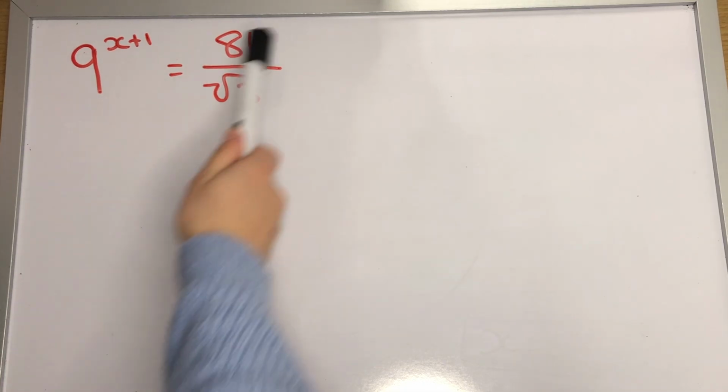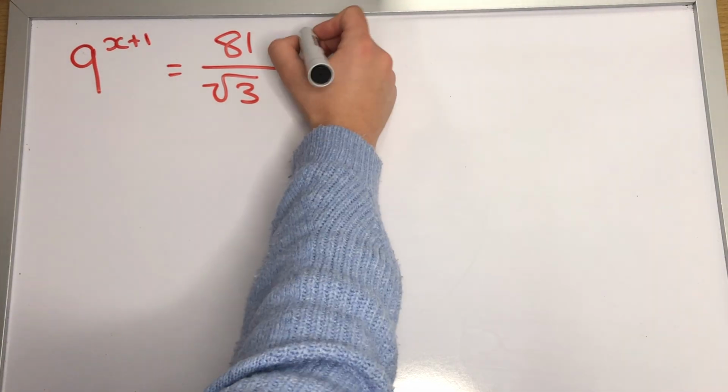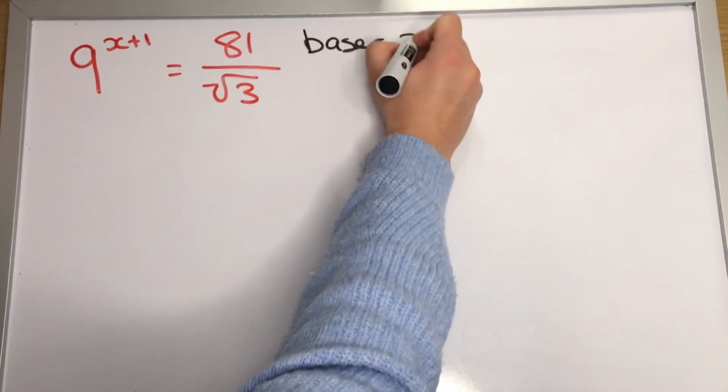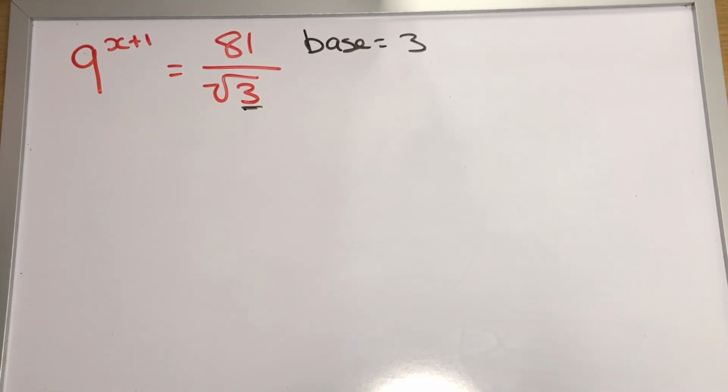We have 9, 81, and the square root of 3. We have to figure out what base number we're going to try and make them all to. The smallest base we can use is 3. So the base number that we'll try and make everything into is 3.